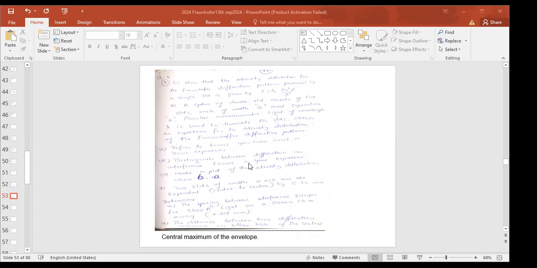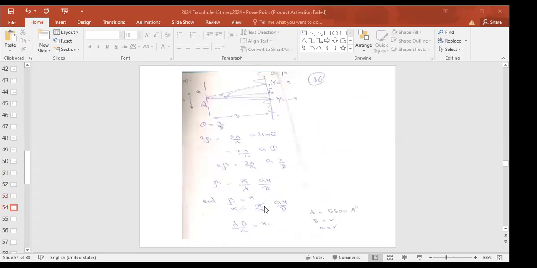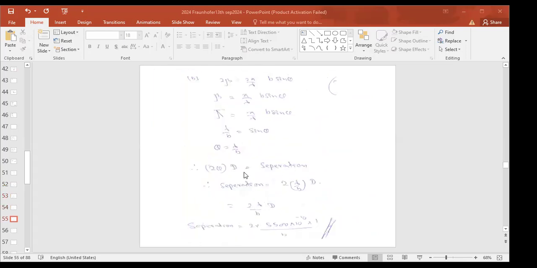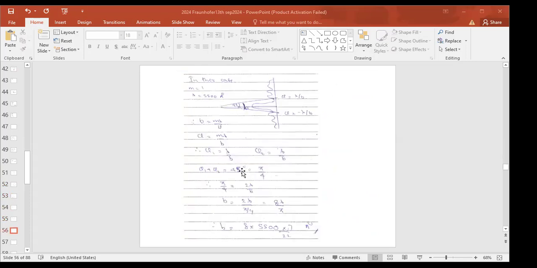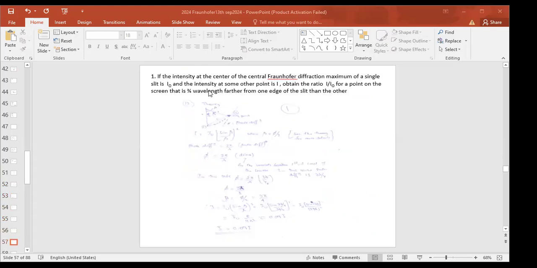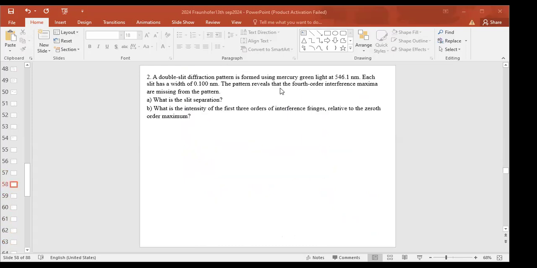But here again, some question, but I don't know whether, if you enlarge it, you can do it. Yeah, the answer is here, correctly done. So please try these questions. This is with the intensity equation. So how to use that intensity equation? So I put that one for this double slit also.